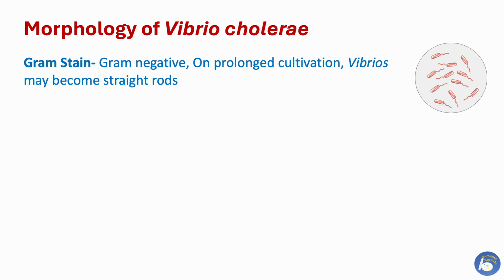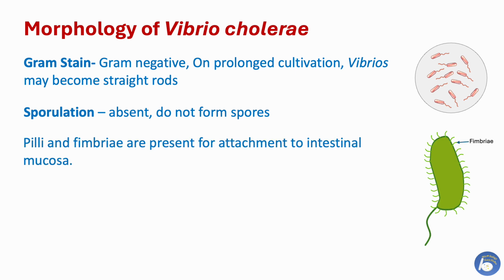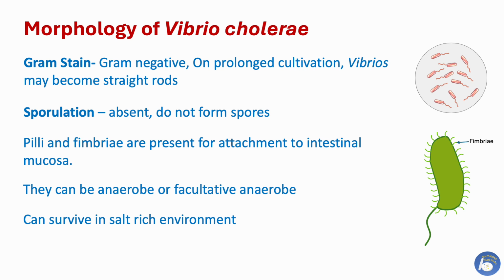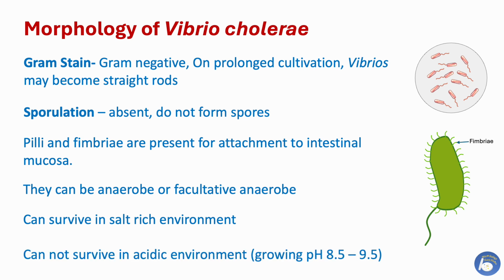Gram staining. Vibrio cholerae is gram-negative. On prolonged cultivation, vibrios may become straight rods that resemble the gram-negative enteric bacteria. Sporulation is absent because they do not form spores. Apart from flagella, villi and fimbriae are also present, which help in attachment to the intestinal mucosa. They can be anaerobe or facultative anaerobe. Vibrio cholerae can survive in a salt-rich environment, but they cannot survive in an acidic environment.